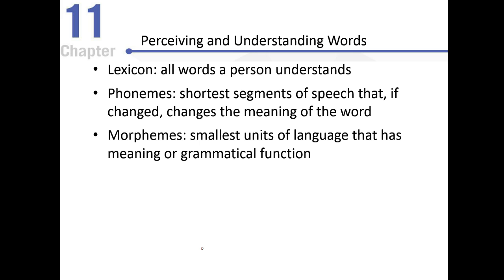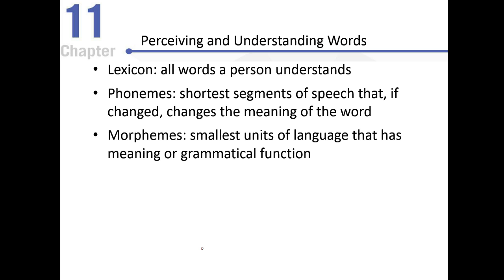Morphemes, on the other hand, are the smallest units of language that have meaning or grammatical function. For example, the word truck has one morpheme because it has the smallest unit of meaning. But think about the word bedroom. Bedroom has two syllables, bed and room, but in this case it also has two morphemes because each of these syllables in and of themselves, bed and room, have meaning.